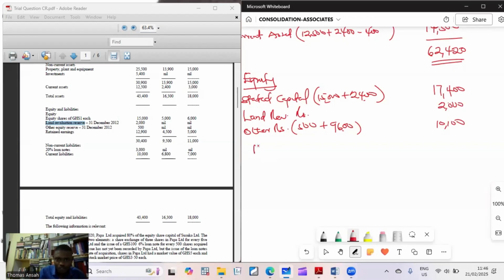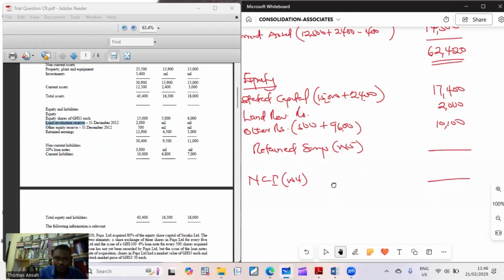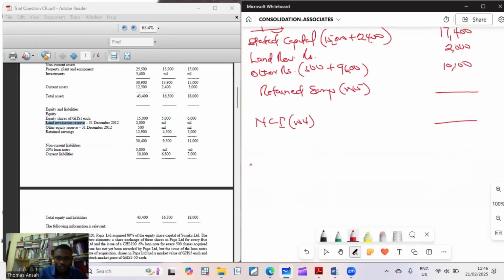The next thing is retained earnings, which we are yet to do in our workings 5. So it will come by our workings 5. So we will know the equity people, then the NCI will come, which will come via our workings 4. And we will get our figure here. Then we will come to our NCL, which is the 20% loan note. We are not told it is intragroup for us to cancel it out, so it will remain.